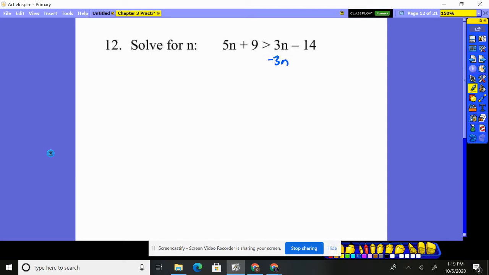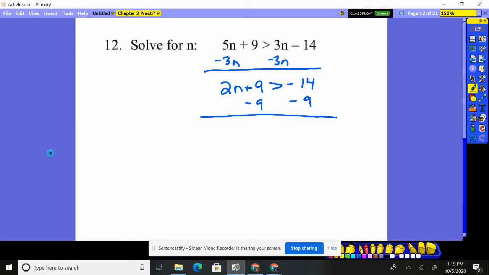So we're going to move our smaller variable over. I get 2n plus 9 is greater than negative 14. Now subtract my 9. 2n is greater than negative 23. Divide by 2, divide by 2. Do I switch the inequality sign? No, I'm not dividing by a negative, so it stays. That'll be negative 11 and a half, which negative 11.5 is perfectly fine.